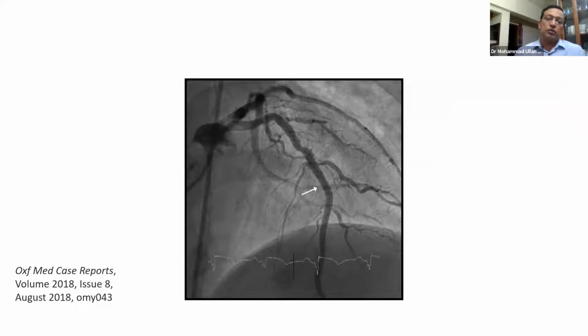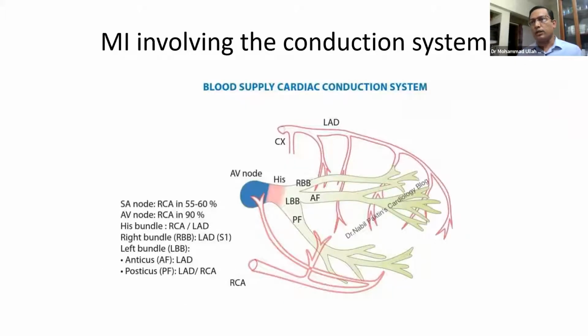The second explanation may be that there is a delay in the development of the ST segment changes in the anterior leads. So this is also an important thing: in case of multivessel infarction, you may not get the typical features.